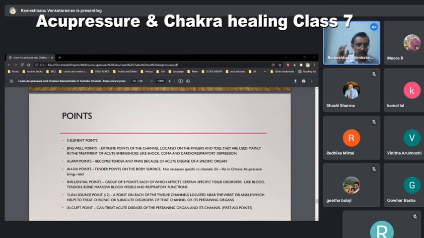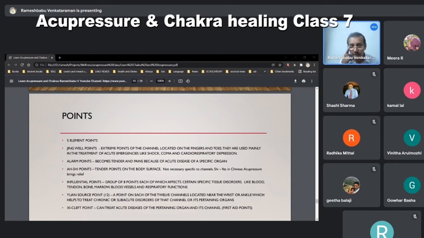We have covered all the 5 points, right? That is, water point is LU5, then you have metal point is LU8. You have fire point, you have earth point, we have wood point. All the 5 points we covered. Now here, which is the horary point? Can somebody tell me?